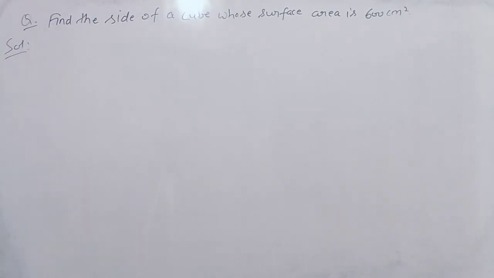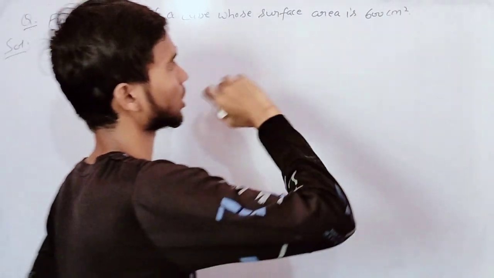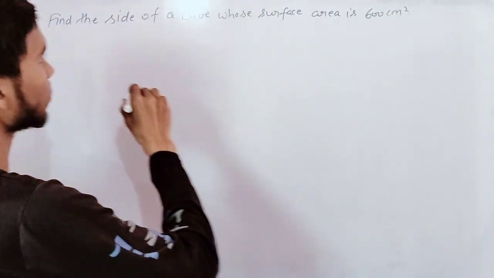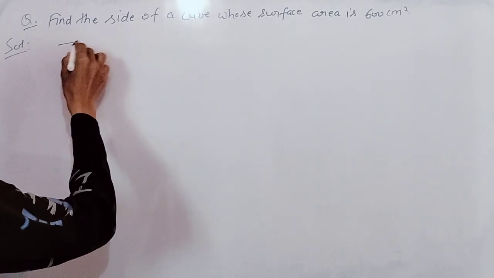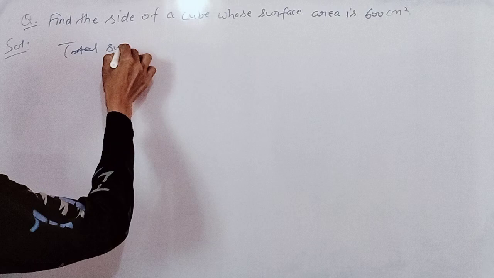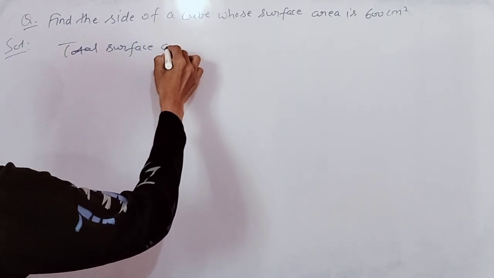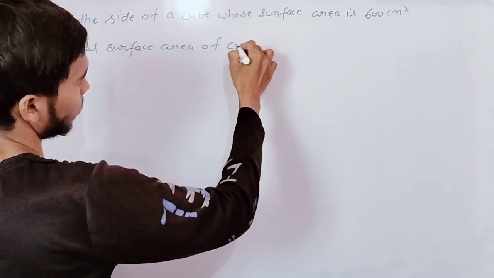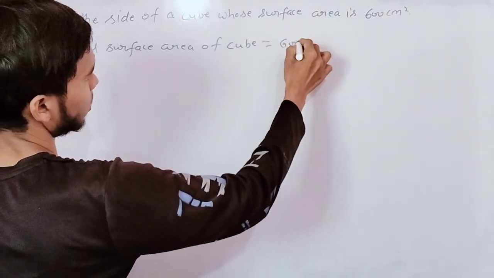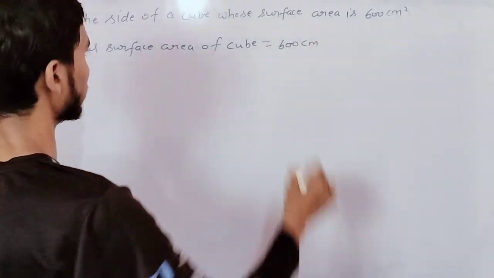This is the question. It is telling you to find the side of a cube whose surface area is 600 centimeter square. So the total surface area of a cube is how much? 600 centimeter square.